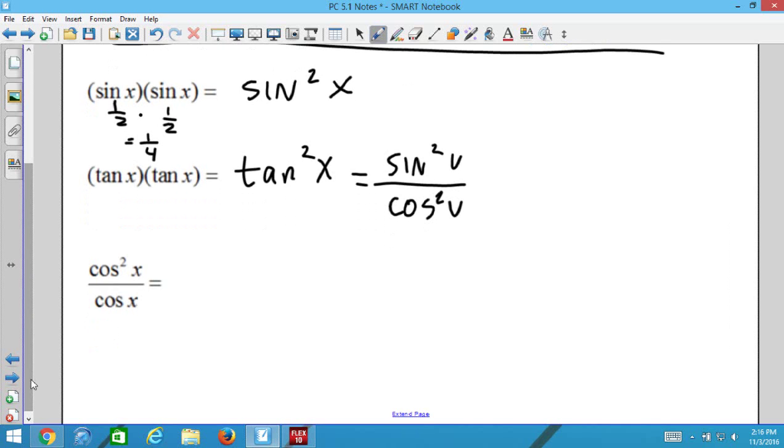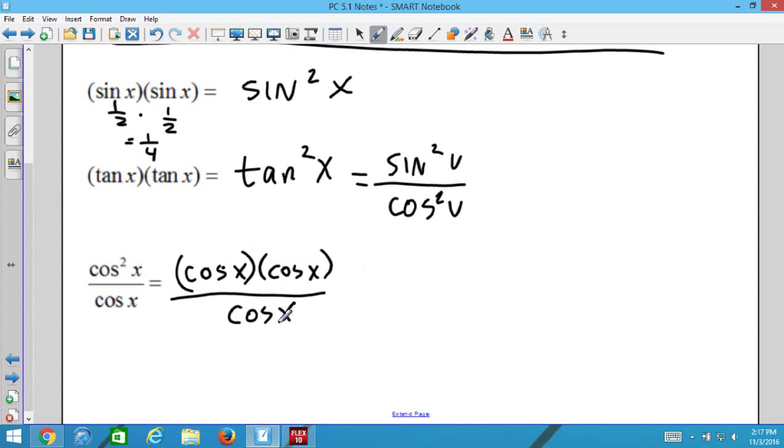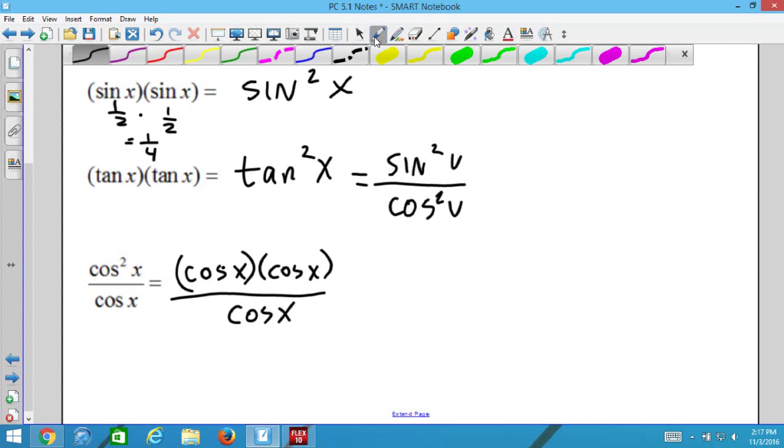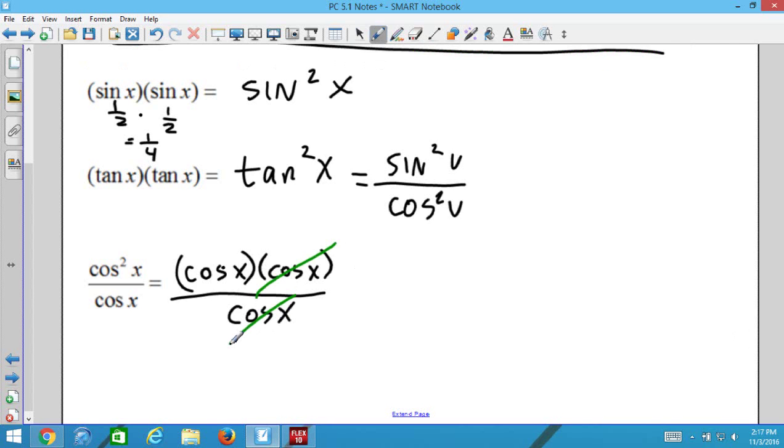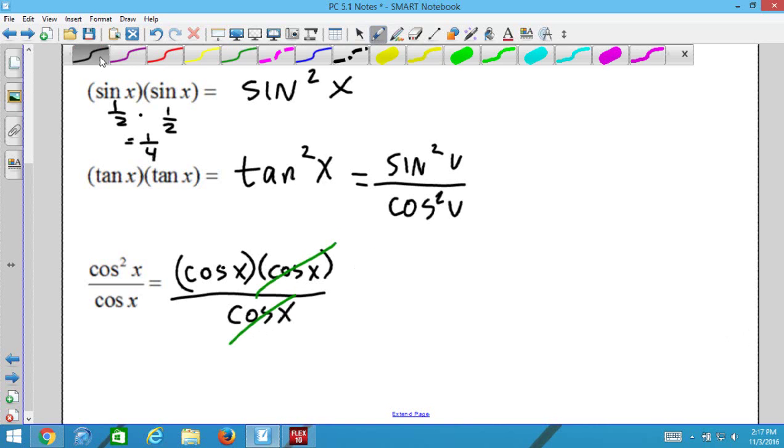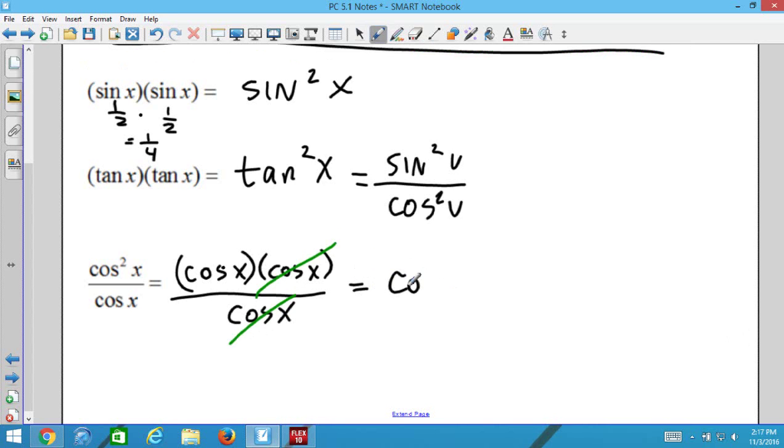And then the third one, if I were to take cosine squared x and divide by cosine x, that would be the same thing as cosine x times cosine x over cosine x. I am allowed to cancel those because it's all multiplication. I am allowed to cancel those, and I would get cosine x.